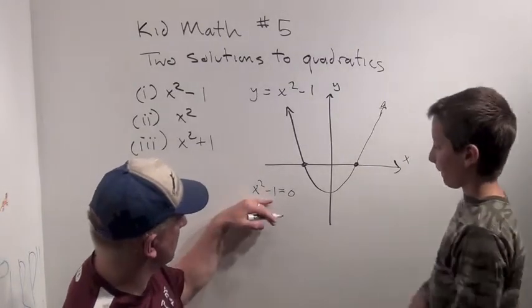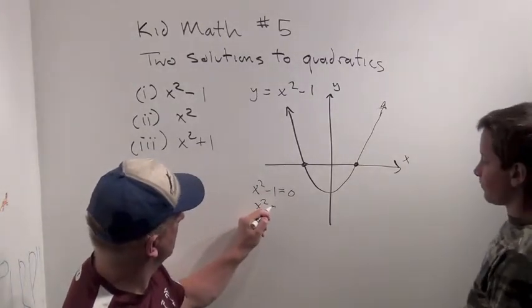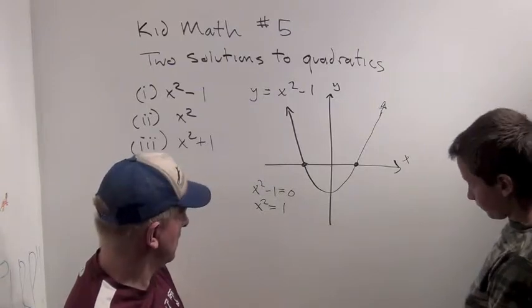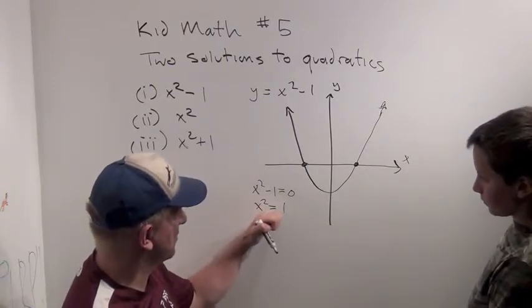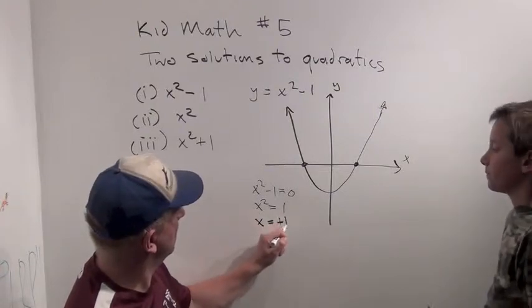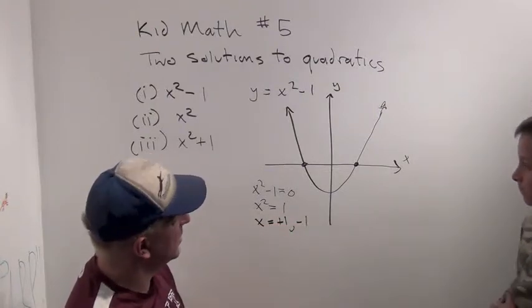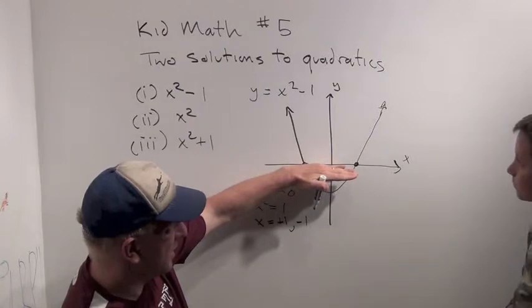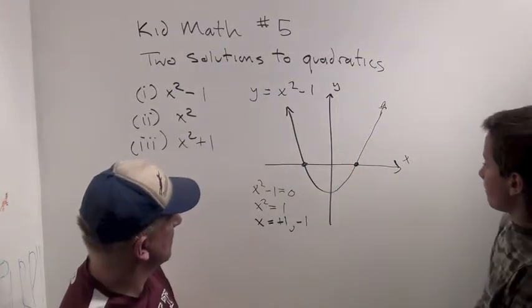Right, because those are the points where x squared equals 1. And what are some numbers that when you square them you get 1? 1 and minus 1. X equals plus 1 and x equals minus 1. Okay? So you can see on the picture that we have two solutions.